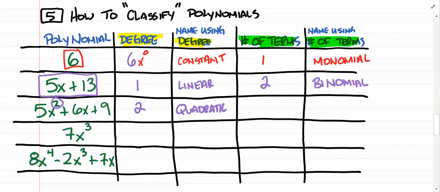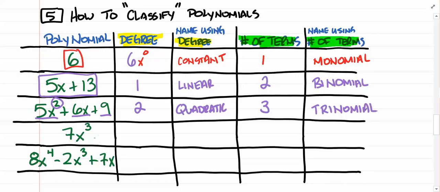Okay, it's a parabola. It makes a parabola. So we call that a quadratic. Now, tell me the number of terms. Well, it has 1, 2, 3 individual monomials. So there are 3 different terms, and we call this a trinomial.